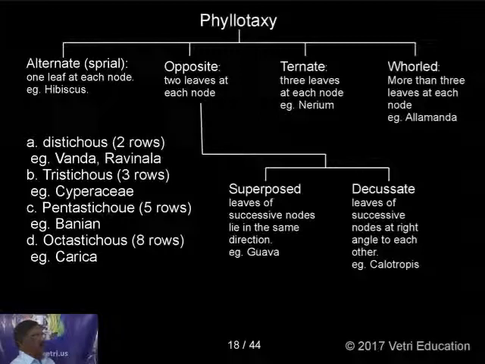The second one, decussate, that is opposite decussate. The opposite leaves and lower node leaves are at right angles to the upper node leaves. Leaves of successive nodes are at right angles to each other. That is called decussate, Calotropis. Example you can see, the diagrams you can see later. And the ternate means 3 leaves at each node, Nerium, and sometimes more than 3 leaves, that is called whorled phyllotaxy. In Alamanda and Alstonia you can find more than 3 leaves.